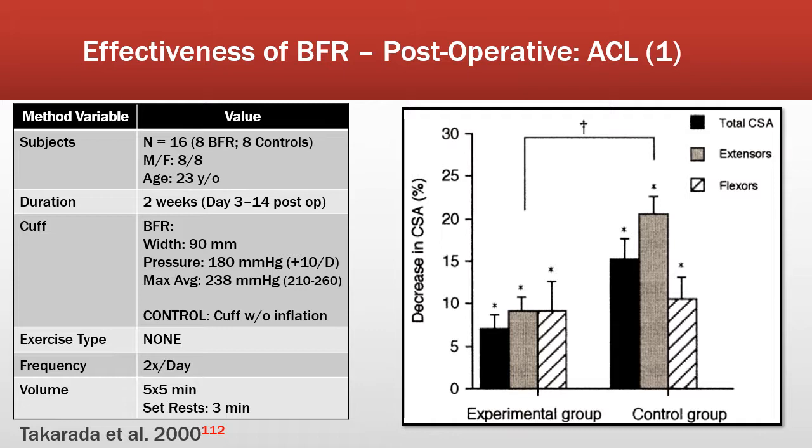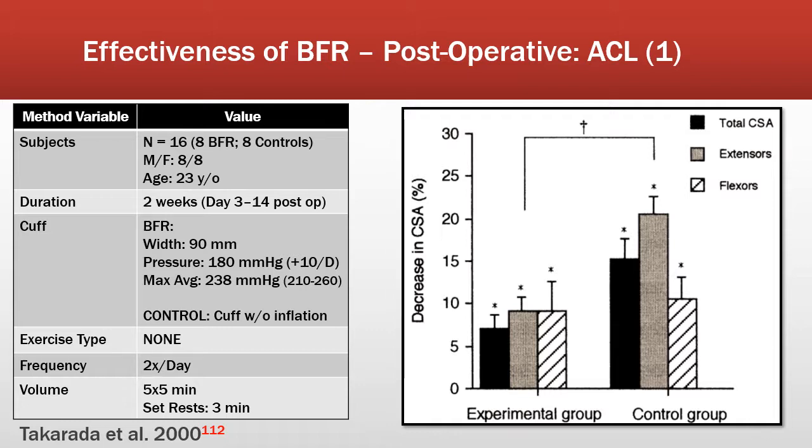So 16 individuals, they were randomized into 8 controls, 8 BFR, age 23, 2 weeks. The BFR parameters are shown there. They did not do any exercise for the first 2 weeks. You can see that the occlusion occurred 2 times per day, 5 sets, 5 times 5 minutes, 3-minute rest in between. On average, you can expect 25 to 30% atrophy of the quadricep within this time frame.